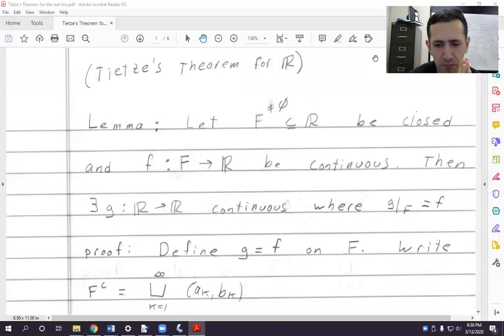So just want to take a small step back to what we talked about on Wednesday, which was the following lemma that we'll need to prove Lusin's theorem. And this is a very special case of something called Tietze's theorem. And if you're curious, you can Google that.